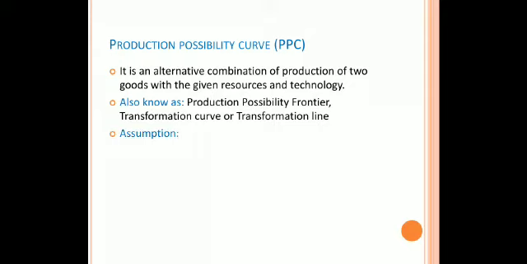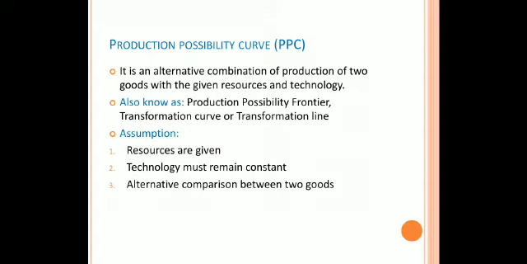Here are some assumptions on the basis of which we can say that production possibility is possible. First, resources are given, meaning whatever resources are there are constant. Second, technology must remain constant, meaning there should not be any change in technology. If we change the technology, then production gradually increases in one case in comparison to the other. Third, alternative comparison between two goods. We are alternatively comparing between two goods.